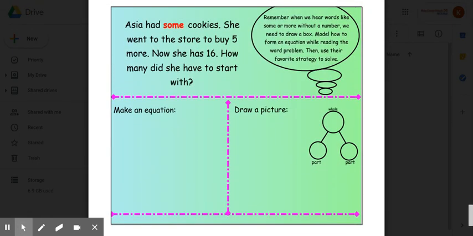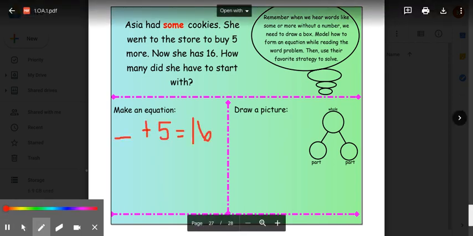All right, let's do another one. Asia had some cookies. She went to the store to buy 5 more. Now she has 16. How many did she have to start with? I want you to pause the video, reread the problem, and write an equation to match the problem. Ready? Pause. All right, your equation should look like mine.